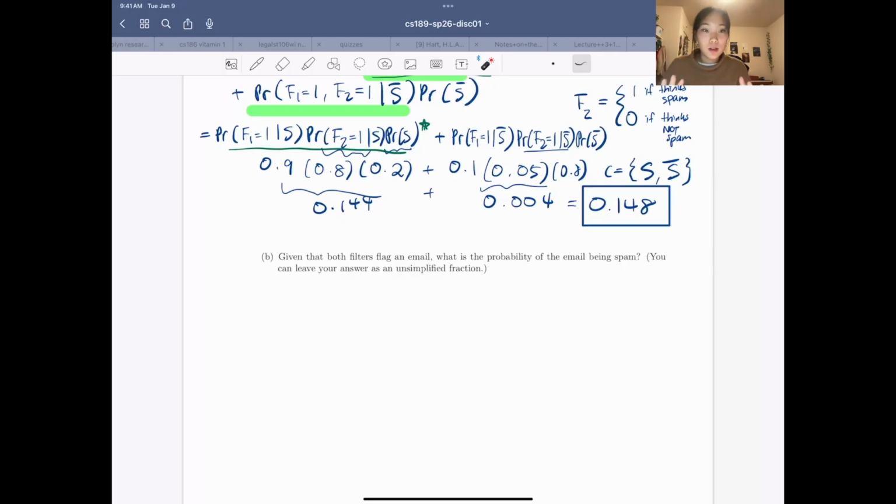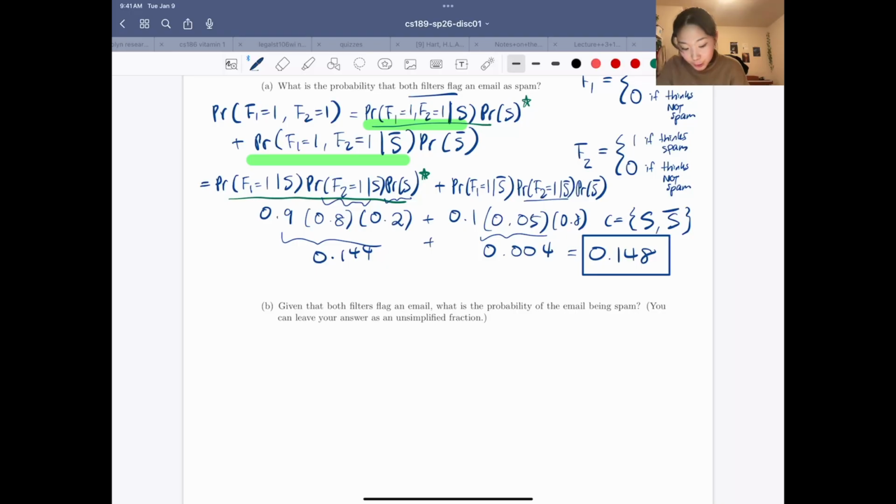Again, we should always start by turning the English words into an equation. You can think of these words as: given that we know that both filters have flagged an email, so they have flagged this email, what is the probability that the email actually was spam? They were both flagged, but is it actually spam?